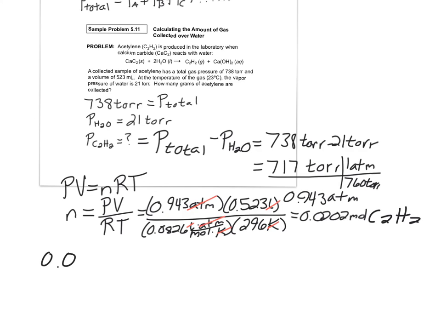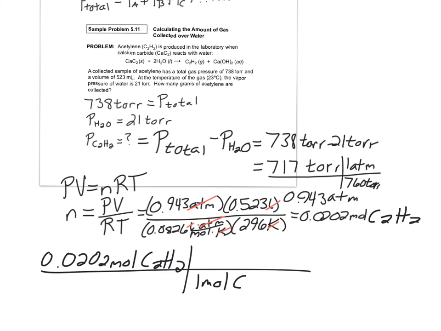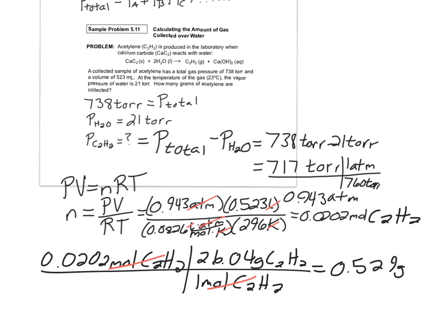So if I've got 0.0202 moles of acetylene, I need to figure out the molar mass. So in 1 mole of acetylene, I've got to add up 2 carbons and 2 hydrogens, which is 26.04 grams of acetylene. That's how much is in 1 mole, and I got that from the periodic table data. So let's see, moles is going to cancel with moles. And I'm going to be left with 0.529 grams of acetylene.